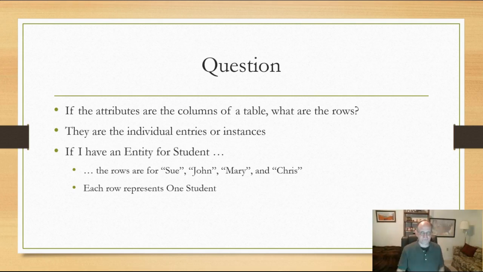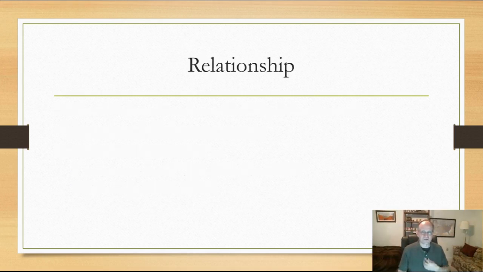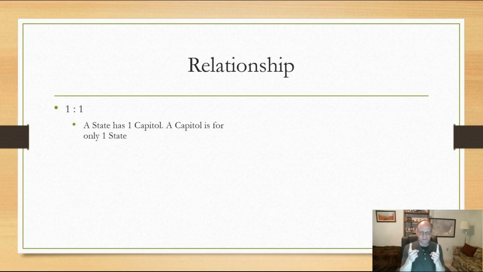That fits together? All right. We have entities. Entities are related to each other. There are several types of relationships. A one-to-one says if I have two entities, one of these has one of those. A state has one capital. A capital has one state. One-to-one.